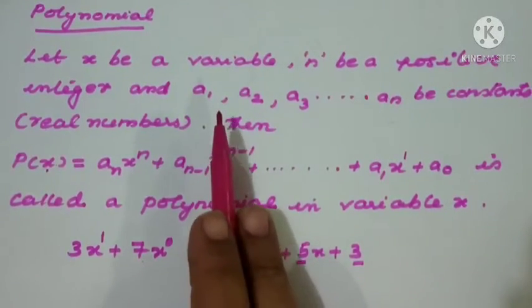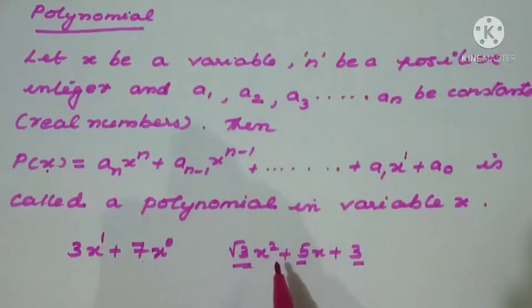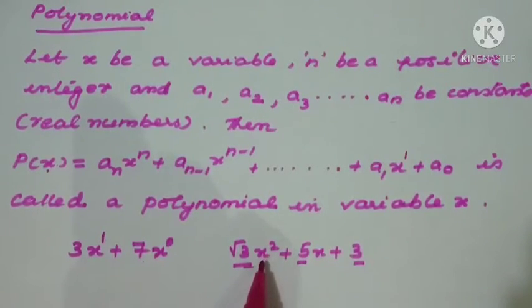The coefficients, in the sense a1, a2, a3, etc., an, they can be real numbers. So root is applicable only for 3 here, not for x, right? So here what we can say is that root 3 is a real number, so it is also an example for polynomials.